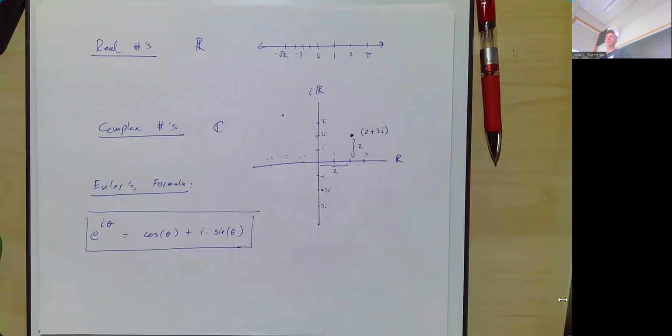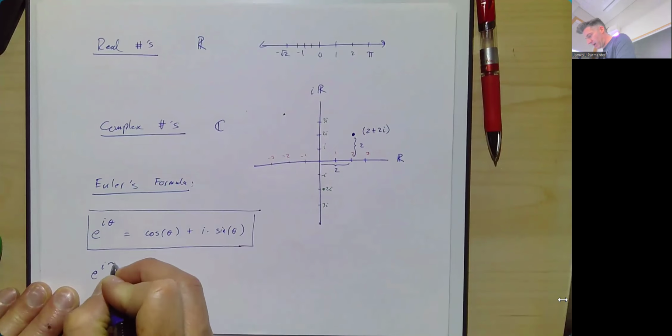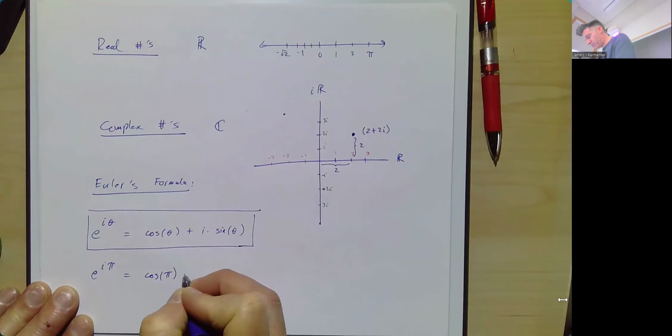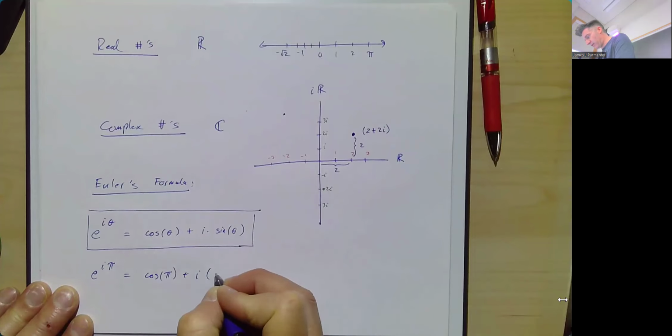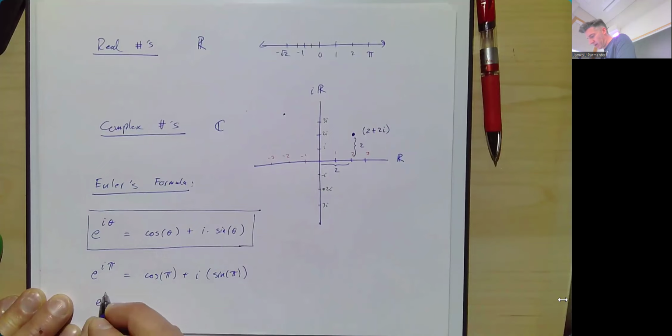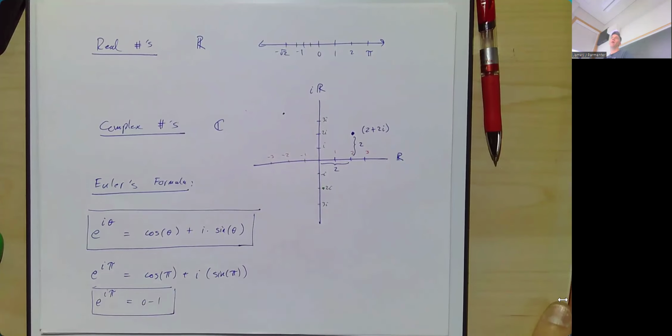And it gives rise to one of the most well-known formulas as well, which is that e to the i times pi is equal to cosine of pi plus i times sine of pi. But cosine of pi is -1 and sine of pi is 0. People often write this as e to the i times pi equals 0 minus 1. It's famous because it includes 5 of the most important constants in math: e, i, pi, 0, and 1.